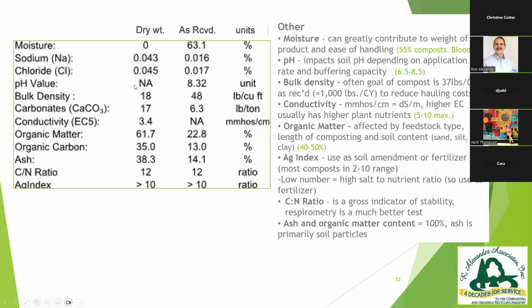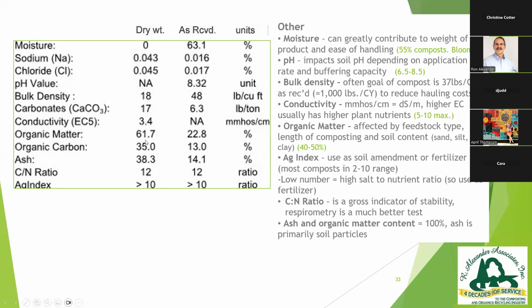Here you go. Here's moisture content. pH 8.3. We usually limit these materials. Most of these materials are between 6.5 and 8.5. Conductivity, which is salt content. We want that either below 5 or below 10, depending on the plants we're growing.